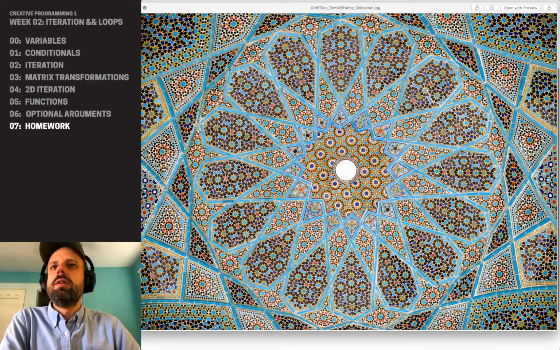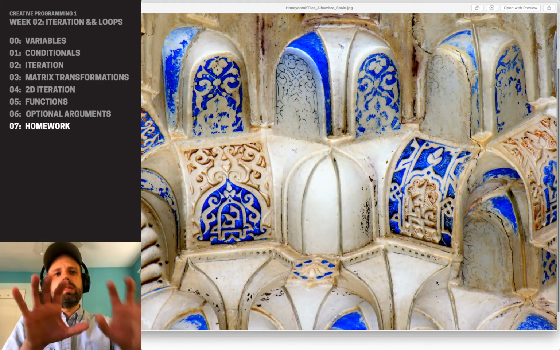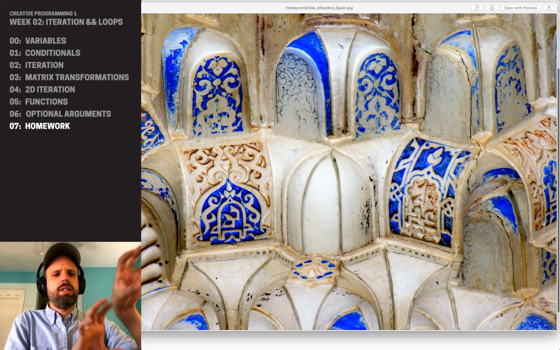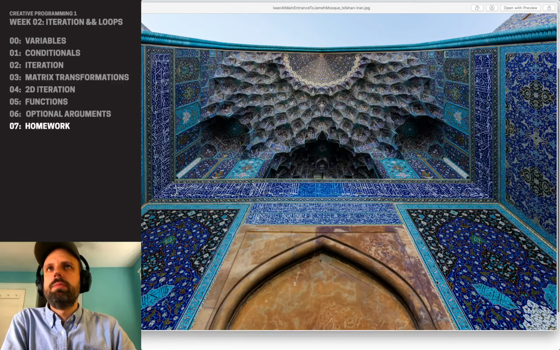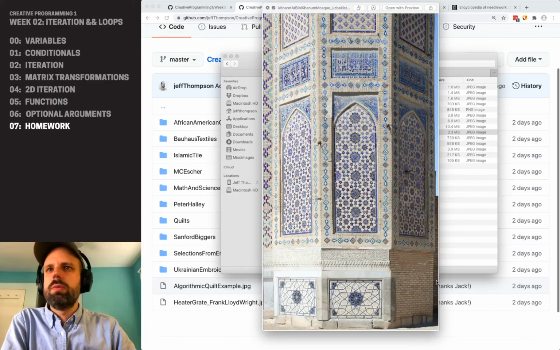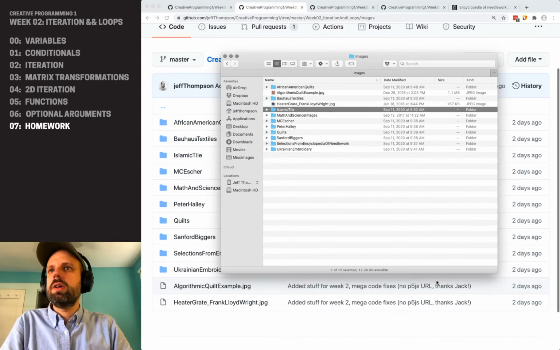This is a specific kind of tile work in Iran. This is also in the Alhambra. These are these scalloped, intersecting kind of tile, three-dimensional tile shapes. Bananas. Iran, so cool. Color, pattern, mathematics, geometry, all together. Really great. So you can take a look at those.